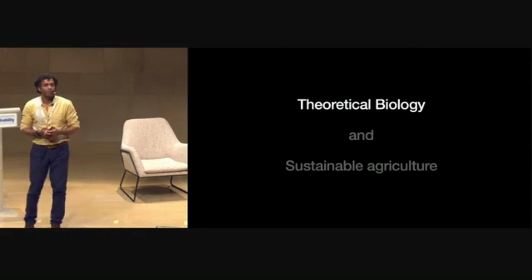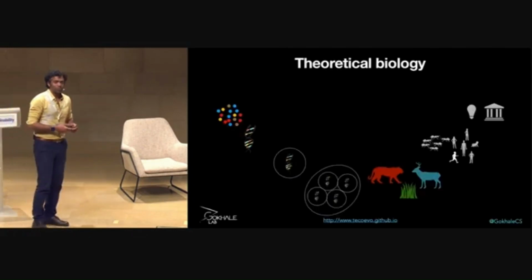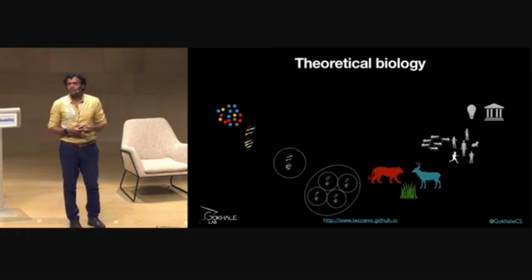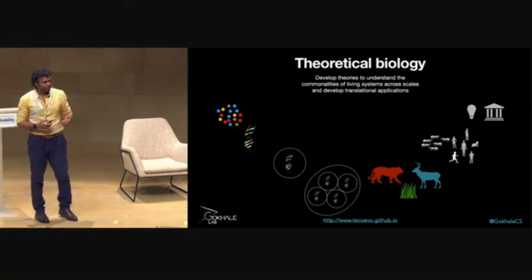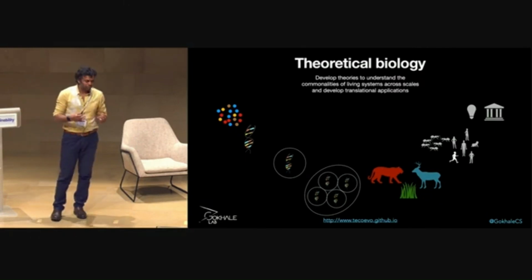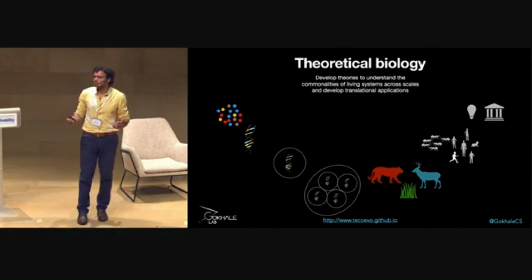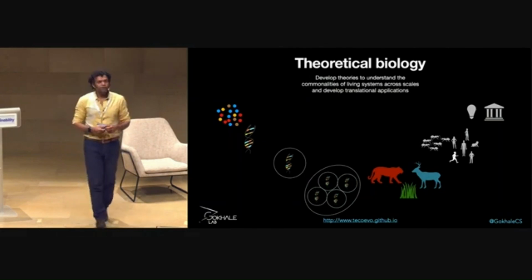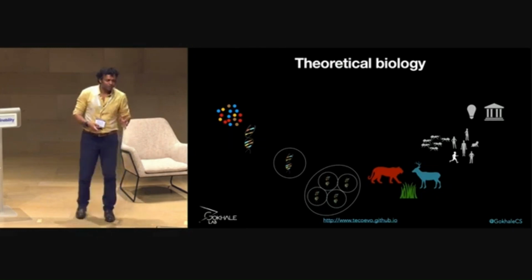It might seem quite far away, because we have heard a bit about models, right? So what we try to do in theoretical biology is definitely come up with models, but one of the fundamental things that we want to understand, at least in my group, is to develop theories to understand these processes which are common across scales in which living systems are involved. And then, wherever it is possible, to develop some translational applications. Let me just mention what I mean by that.